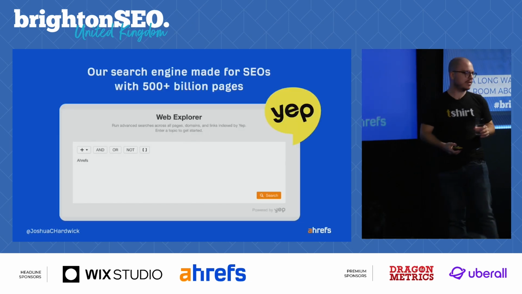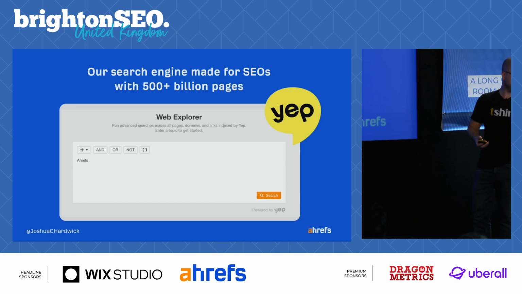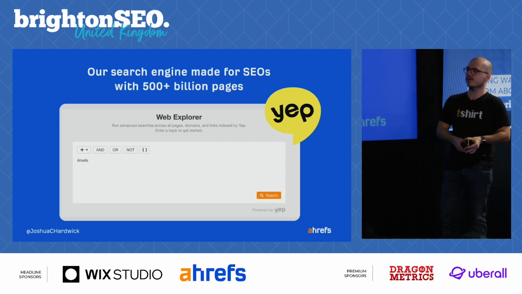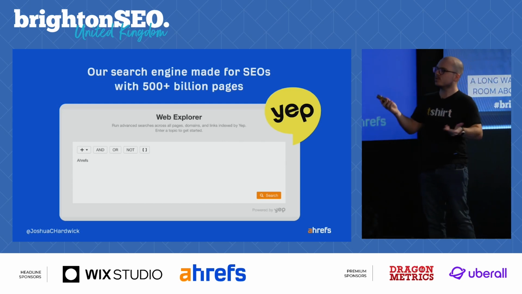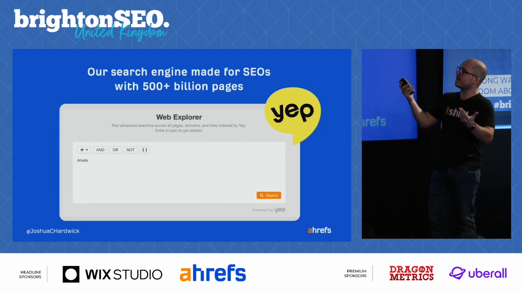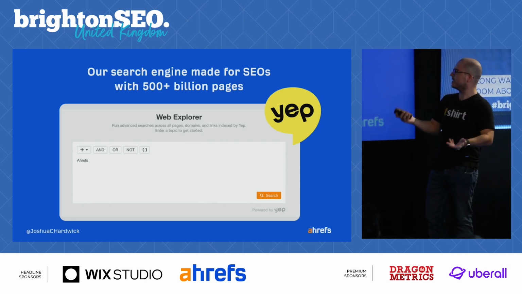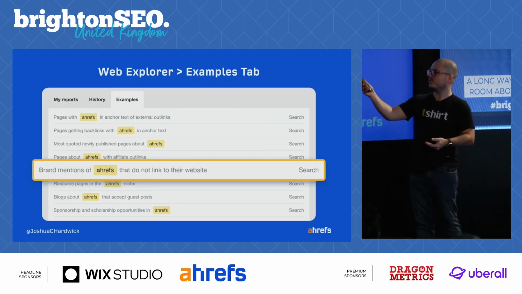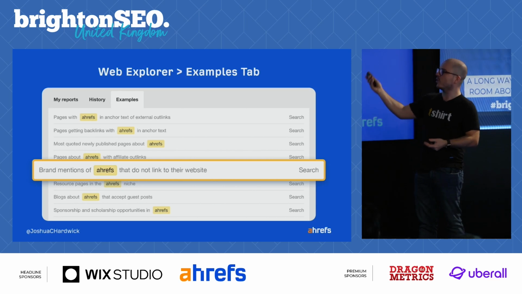But yeah, an underutilized tool for this that we seem to never talk about, despite it being really great, is Web Explorer. This is literally using the same index as our quite controversial search engine at this point. 500 billion pages, it's almost like searching Google with Google search operators, and you can get really granular. If you just put your brand in, and then go to the examples tab, you can literally just click this one: brand mentions of Ahrefs that did not link to their website.